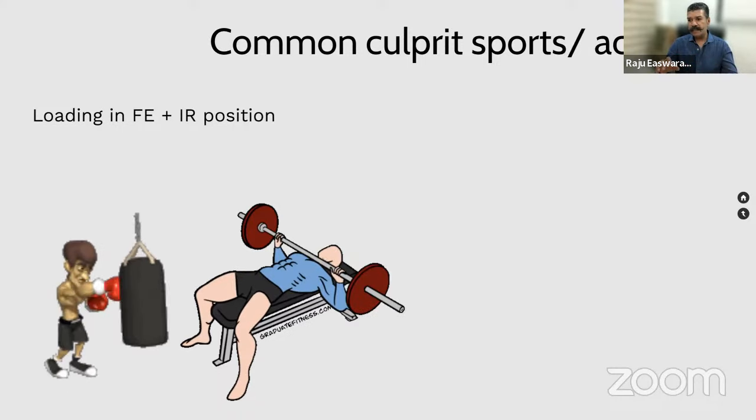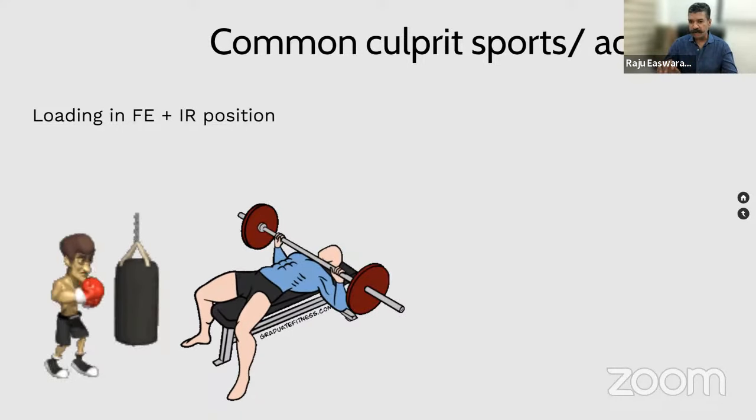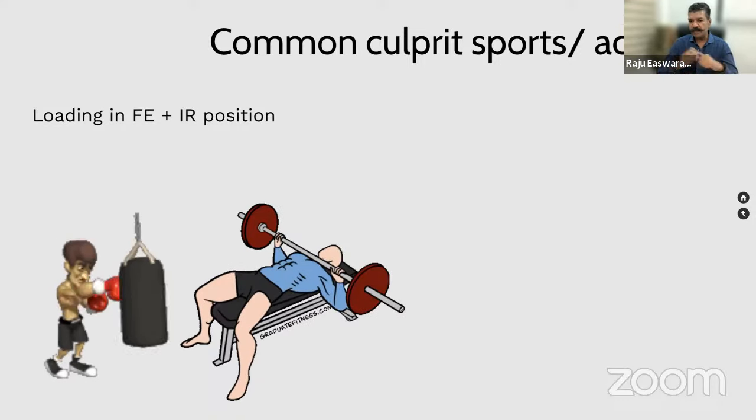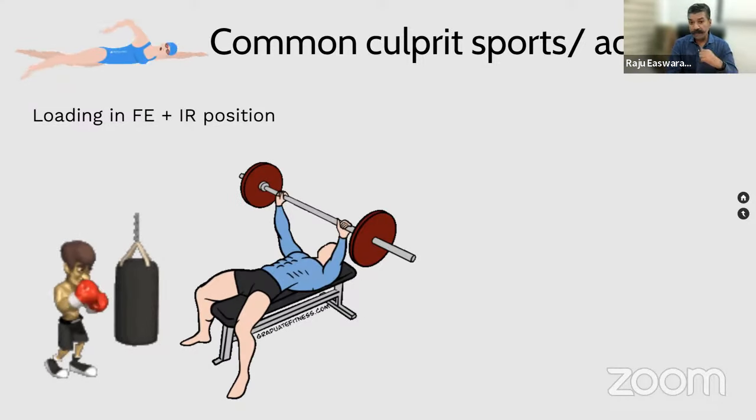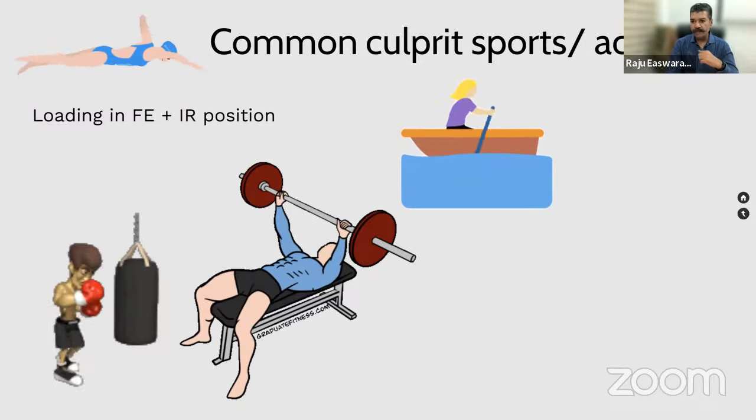If the patient tells of pain in the start position, that is when the rod is close to the chest, it's more likely he has anterior instability. But if the patient complains of pain towards the end of the movement, then it's more likely a posterior shoulder instability is the cause. Swimming is a very common sport with posterior instability.